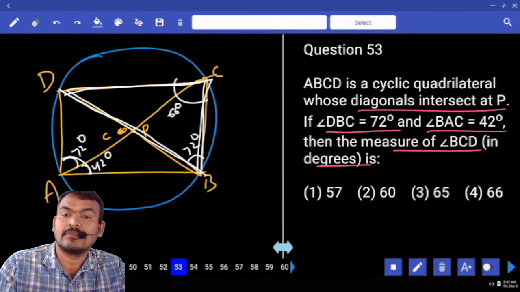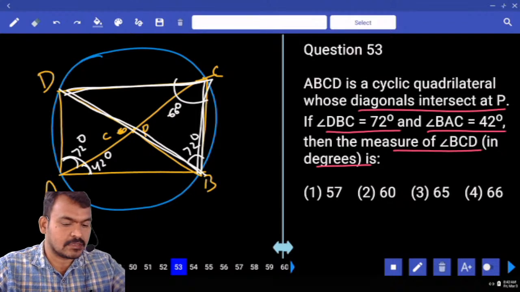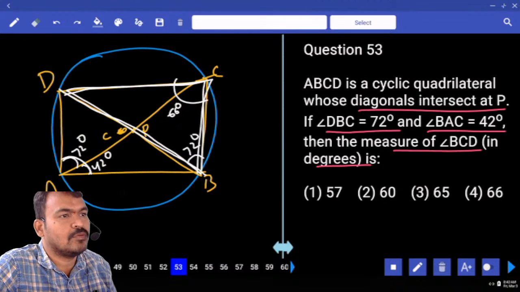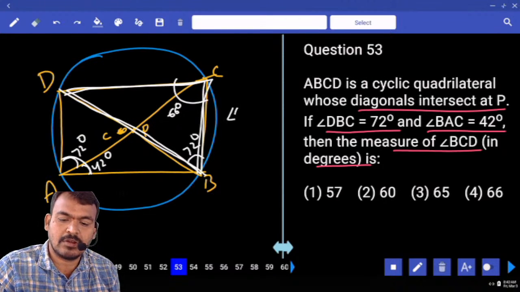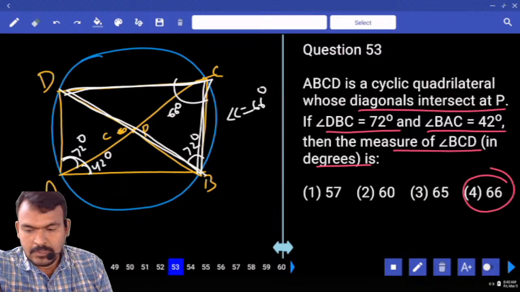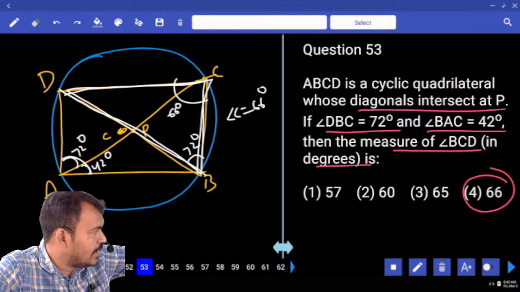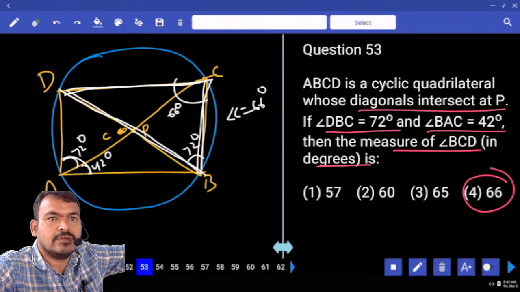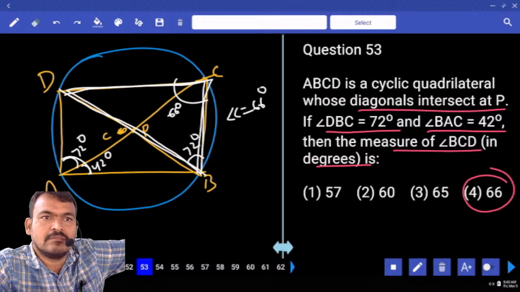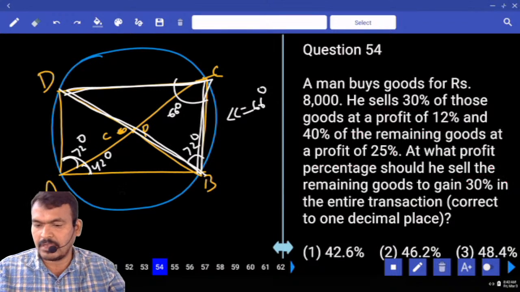Angle BCD is required. What is the C value? 66. The A value is 72 plus 42, which is 114. If it is 114, the opposite angle is 66. So angle C equals 66 degrees. Using the alternate angle, B is 72, plus 42 is 114, and the opposite angle is 66. So BCD is 66.